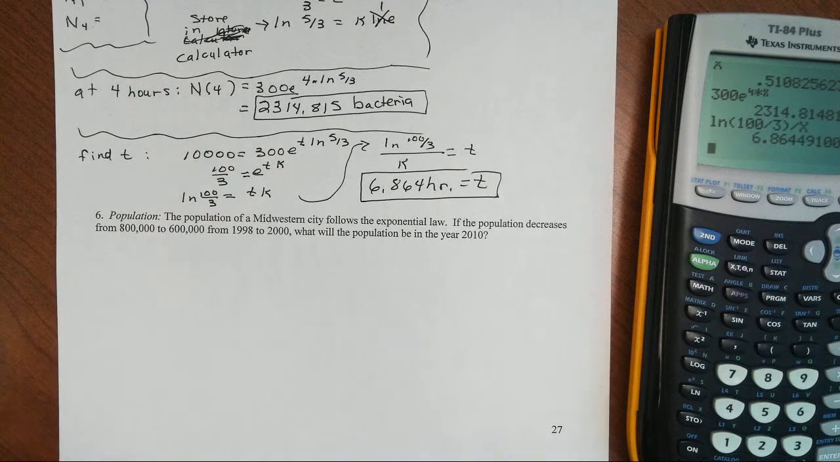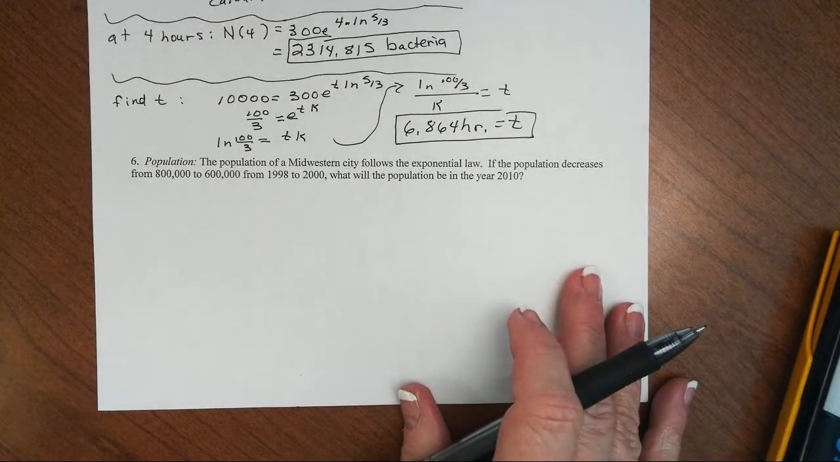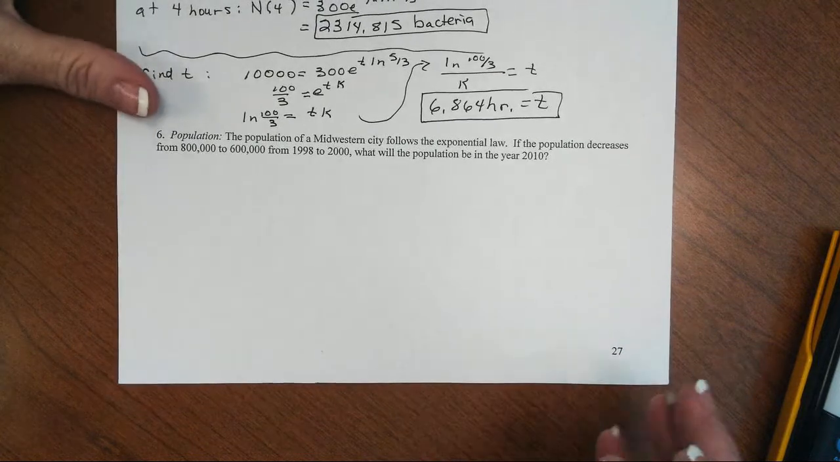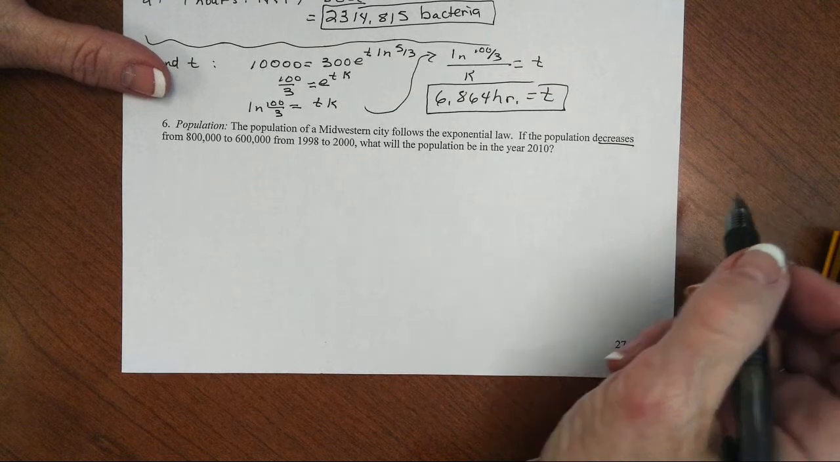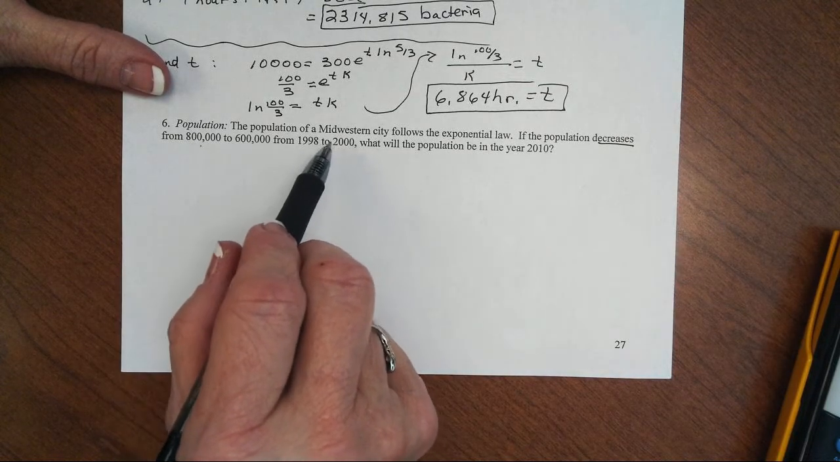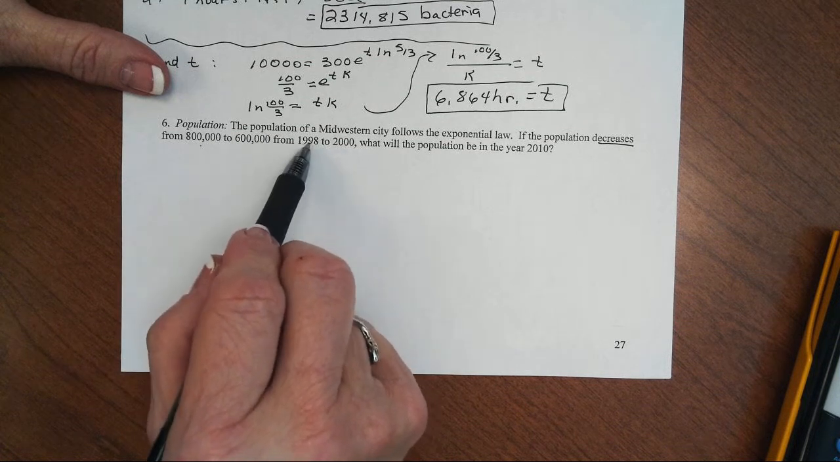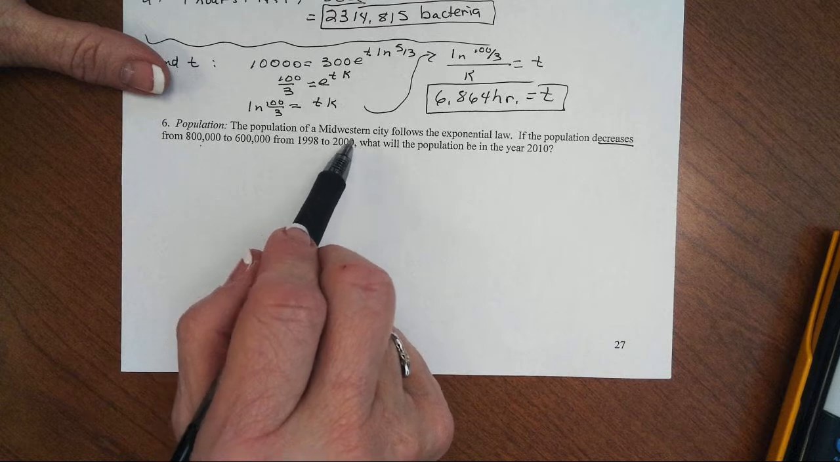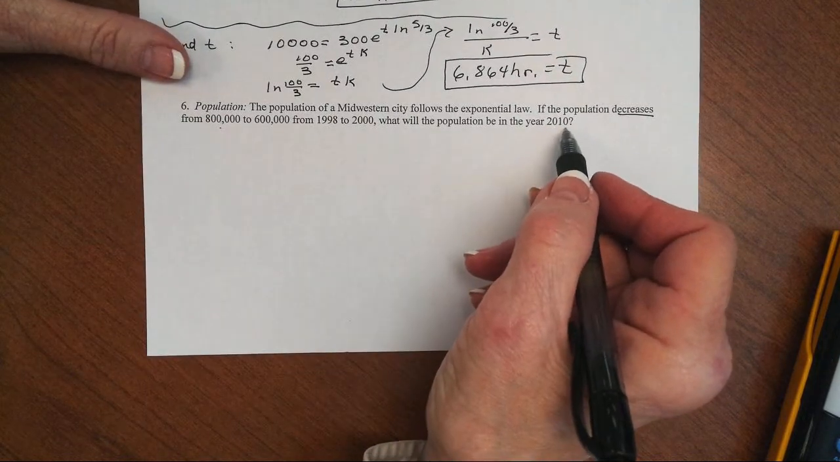And then the final problem on this page, a population problem. The population of a Midwestern city follows exponential, of course. The population decreases, so it goes down from 800,000 to 600,000. I hope you recognize that we're getting some information here, a beginning amount, an ending amount, and a time frame from 1998 to 2000, so T equals 2. So what will the population be in year 2010?